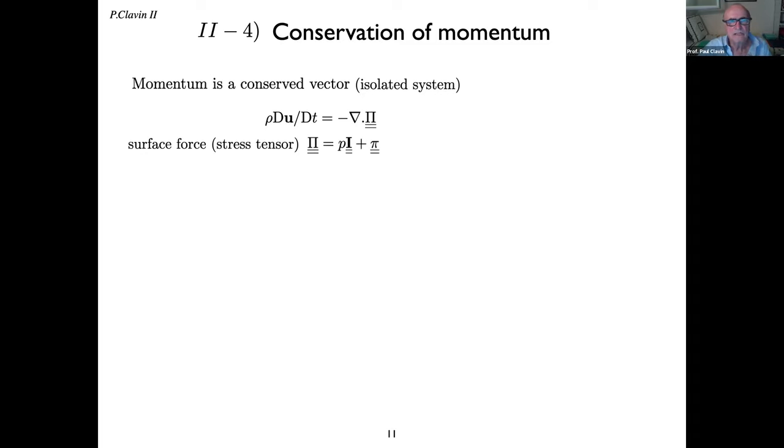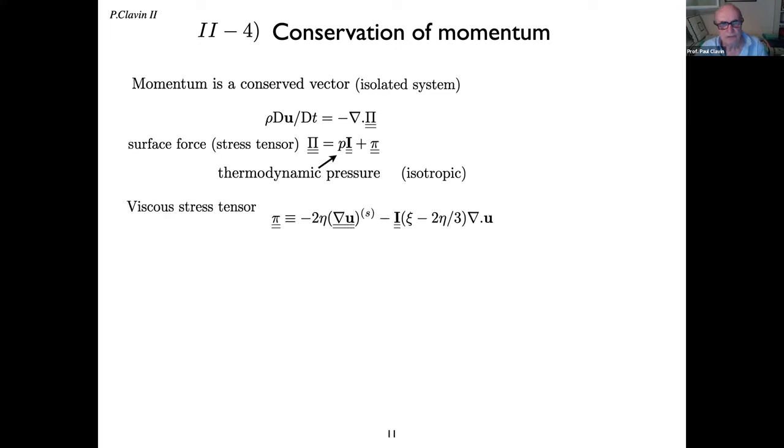This tensor describes surface force, which can be decomposed in two parts. One which is isotropic is the hydrostatic, thermodynamic pressure, and the other part is the viscous stress tensor, which is decomposed in two parts also. One is due to the shear viscosity, related to the rate of strain tensor, where S means symmetric. And the other part is the divergence of the flow velocity. This is a scalar, and this is a unit tensor.